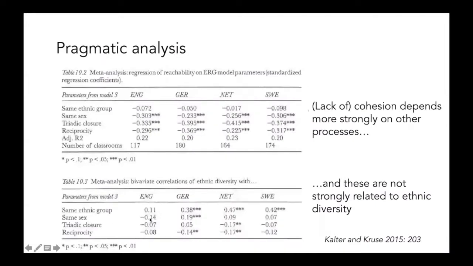For example, the gender segregation preference is not related to ethnic diversity. This is now the correlation with ethnic diversity. We see, of course, there is a relation with same ethnic group preferences with growing ethnic diversity in the classroom. But this is not important for social cohesion, while the other things that are important for social cohesion are not so much related to ethnic diversity.